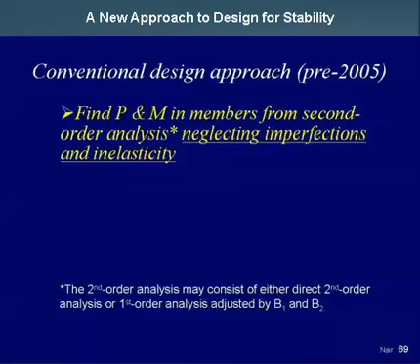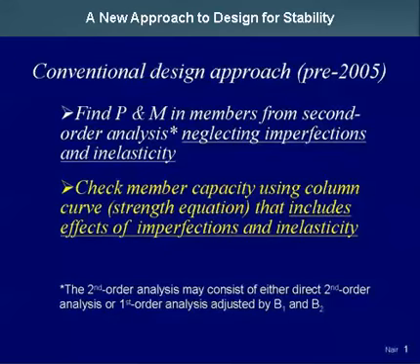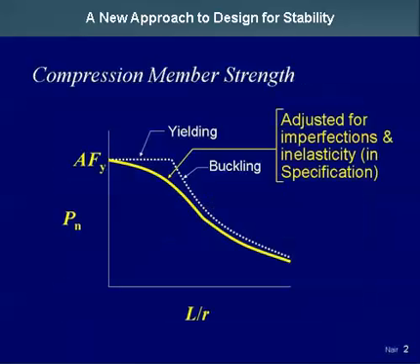And you were always required to do a second-order analysis. Not everyone realizes that. But that second-order analysis could be either a direct, rigorous second-order analysis or the old B1, B2 method. So one way or another, you've got to do a second-order analysis, either direct or by amplifying a first-order analysis by B1, B2. Then, once you've got your forces and moments, you check the member capacity using the column curve or the strength equation that includes the effects of inelasticity and imperfections, which is the usual column curve. In other words, this one.